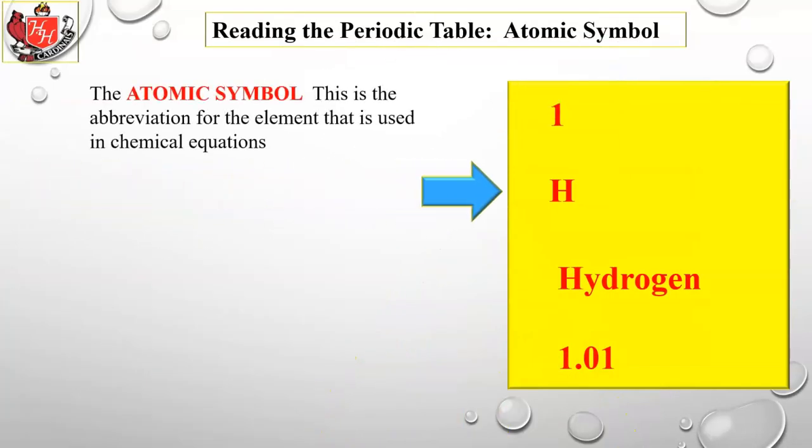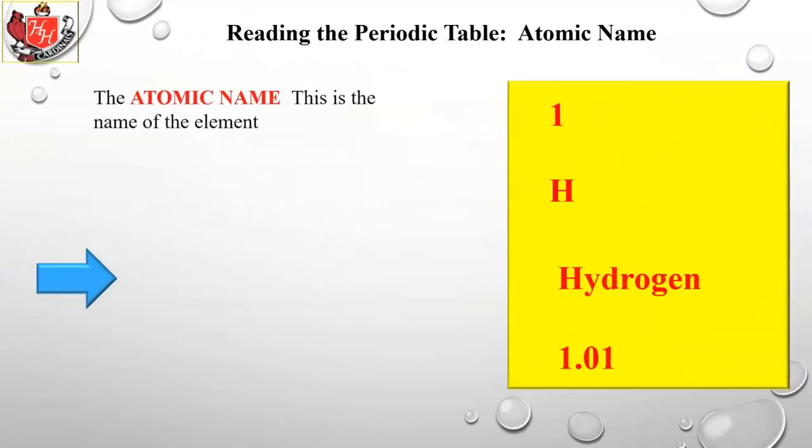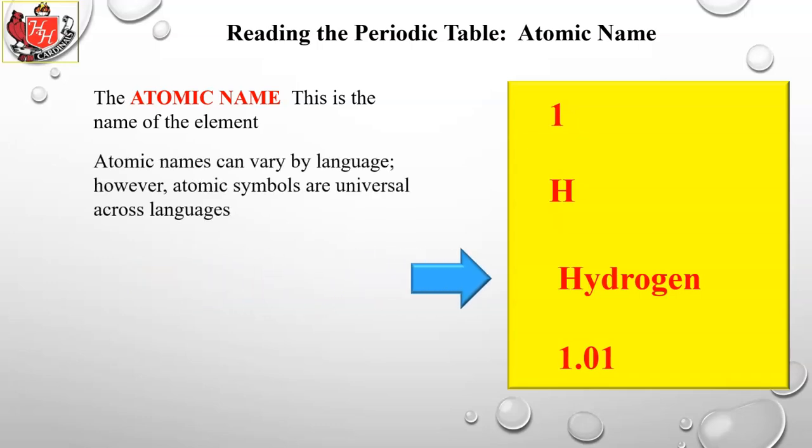The atomic symbol, this is the abbreviation for the element that is used in chemical equations. Atomic symbols are often based on Greek or Latin names, so the letters don't always seem to match the element name. Atomic name, this is the name of the element. Atomic names can vary by language, however, atomic symbols are universal across languages.